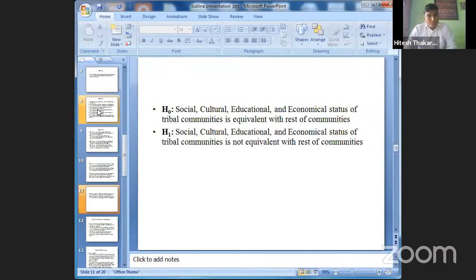The last hypothesis is social, cultural, educational, and economical status of tribal communities is equivalent with rest of communities. An alternative hypothesis is social, cultural, educational, and economical status of tribal communities is not equivalent with rest of communities.